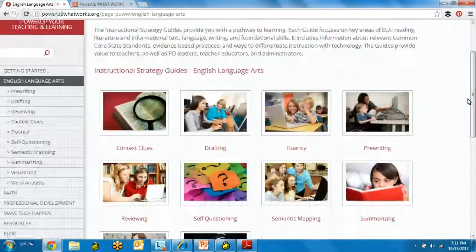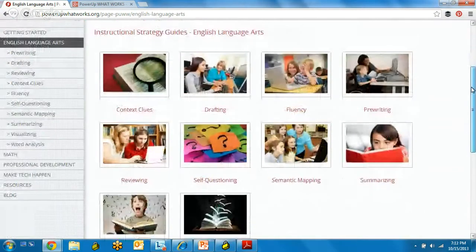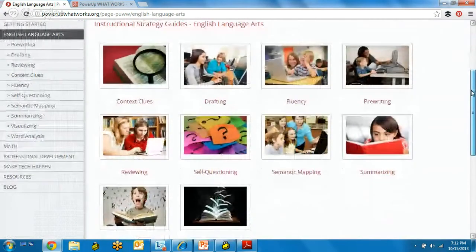And these instructional strategy guides are all research-based practices, and they are all aligned to the Common Core State Standards. For example, they're aligned in English language arts to reading informational text, reading literature, language, writing, and foundational skills. Fluency would align to foundational skills, word analysis to language, maybe self-questioning to informational text.